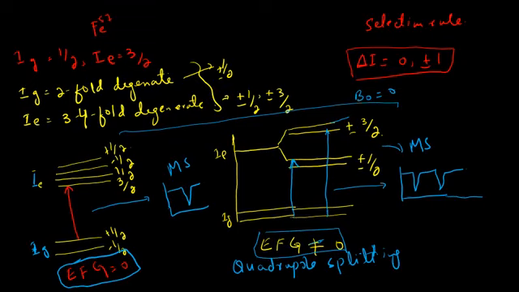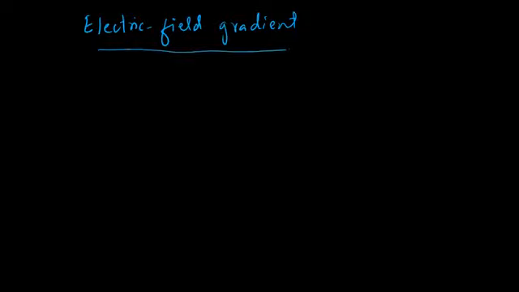Now I will tell you about the conditions, how the electric field gradient varies, when it is equal to 0 or when it is not equal to 0. So here I will tell you about the electric field gradient.